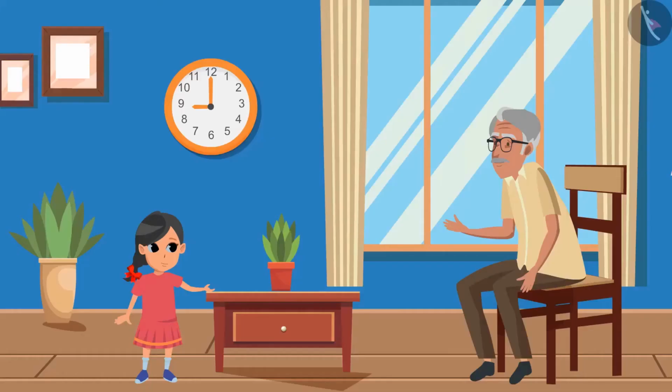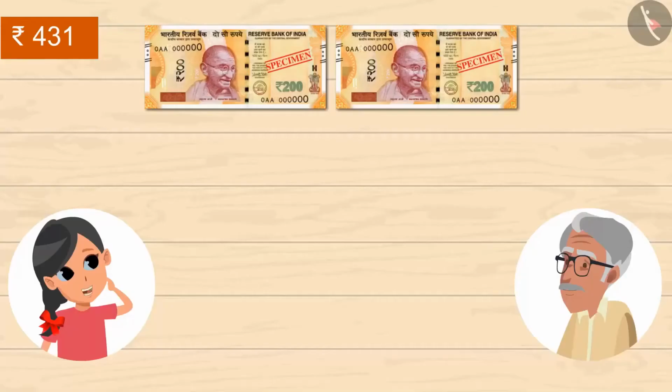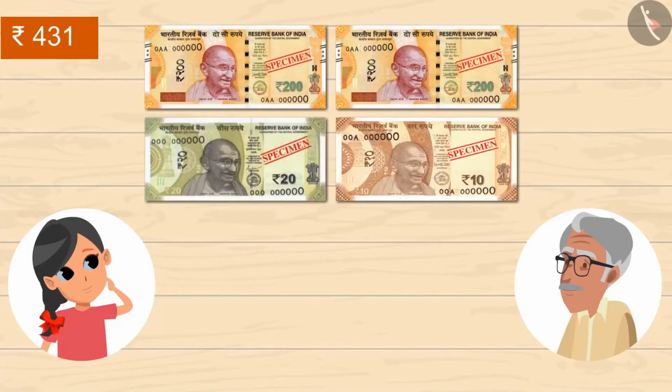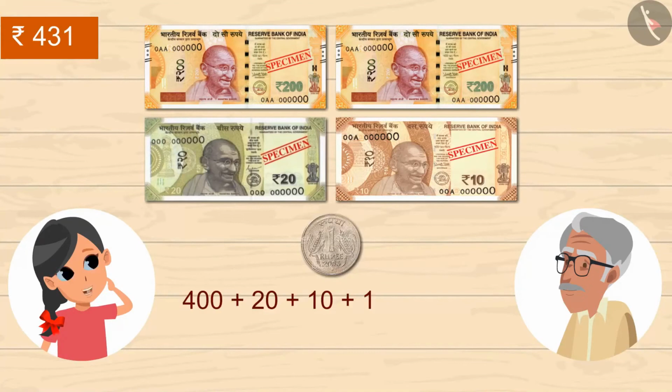Very good. Now tell me, if I give you a 2000 rupee note and you have to give me back 431 rupees, then how will you make 431 out of these notes? 2 notes of 200, 1 note of 20, 1 note of 10, 1 coin of 1 rupee. So 400 plus 20 plus 10 plus 1, the total gives 431 rupees.